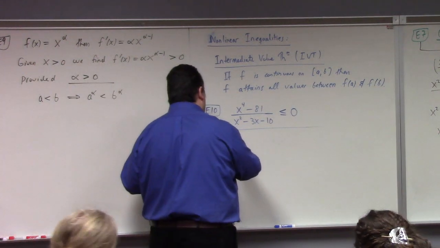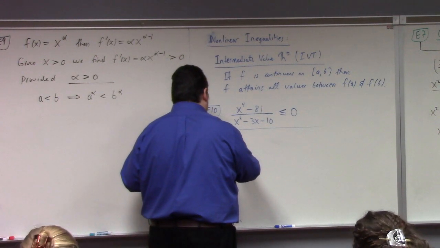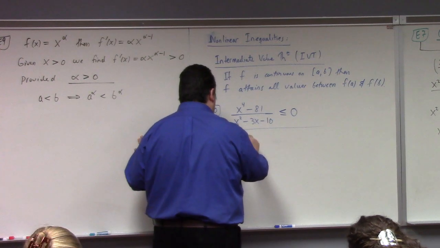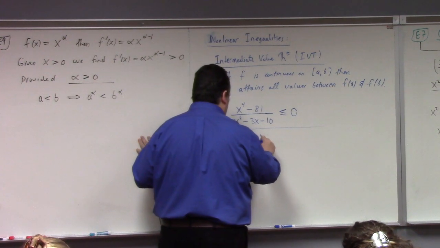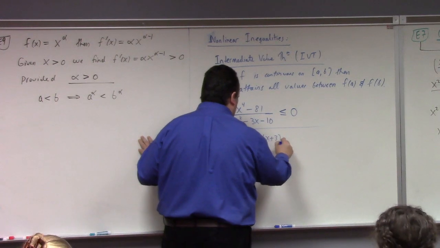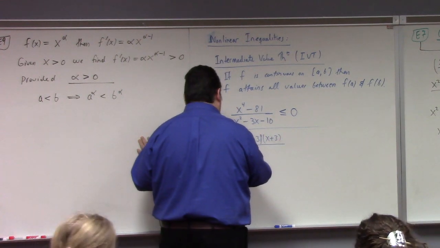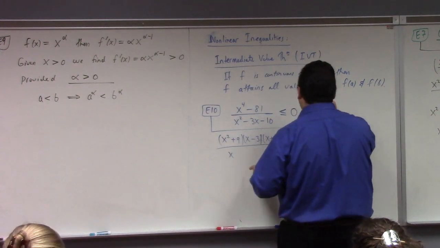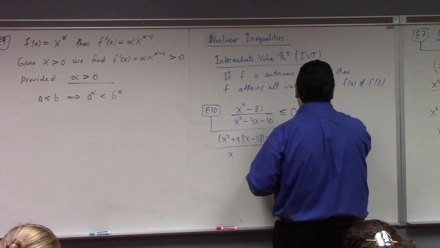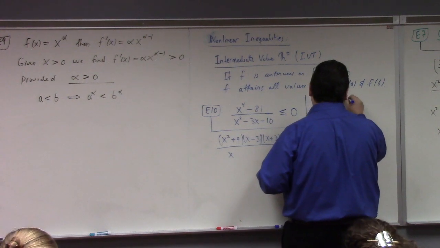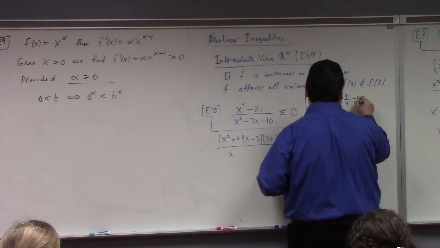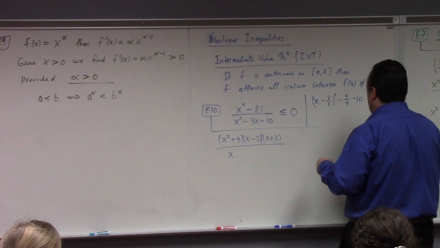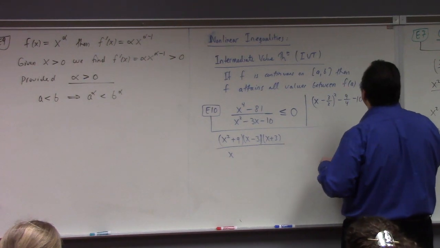So we've got x squared plus 9 times x minus 3 times x plus 3, divided by, let me do the denominator over here. x minus 3 halves, quantity squared, minus 9/4, minus 10. Let's see here. So that's what we got.